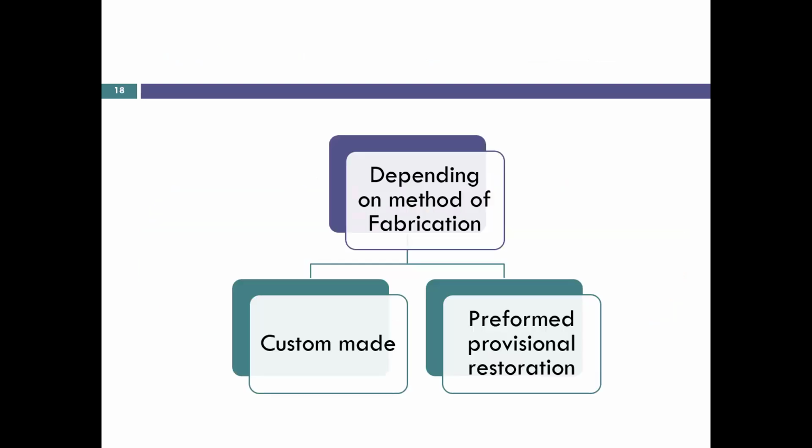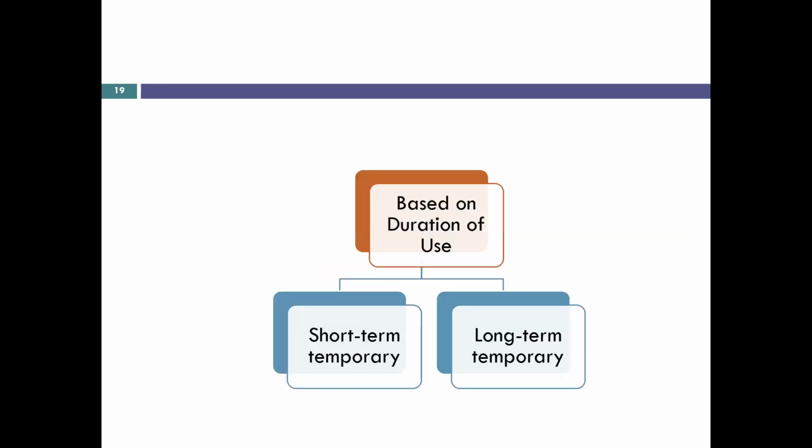First classification depends on the method of fabrication. It can be either custom made, or it can be preformed or prefabricated. Preformed or prefabricated means we are getting it from the market and directly placing it into the patient's mouth. Custom made is what we make ourselves. Now, based on the duration of use, it can be short-term temporary crowns or long-term temporary crowns. Short-term temporary crowns are used for a short period of time, and long-term ones are used for a long period of time. Basically, long-term temporary crowns are used in the case of full mouth rehabilitations.